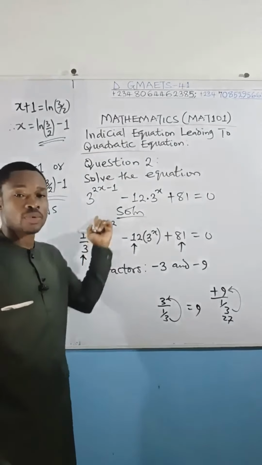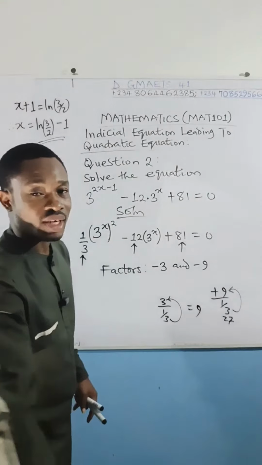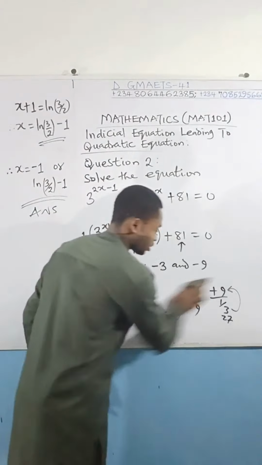They are the solutions of 3 to the power of x. And from there, you can get the two possible values of x.